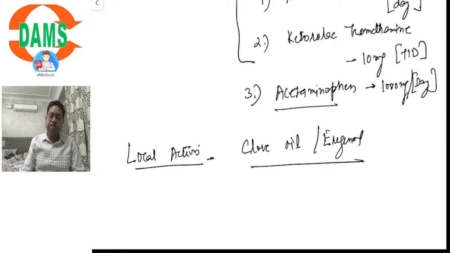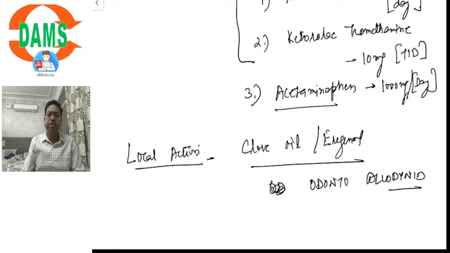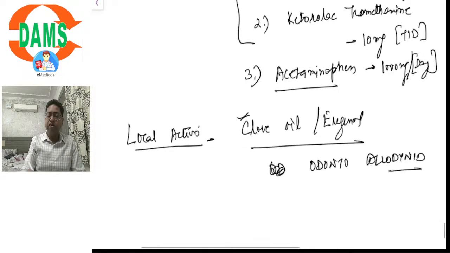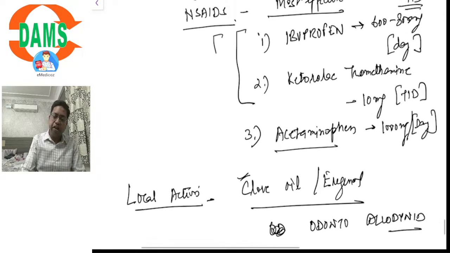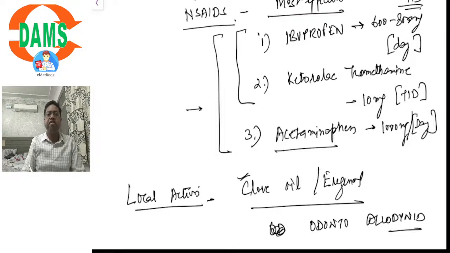It basically causes odontoallodynia. It is inhibited by the action of the clove oil or eugenol. Okay. But basically, if we are talking about some ingestible drugs, these are the drugs which are given as a combination.